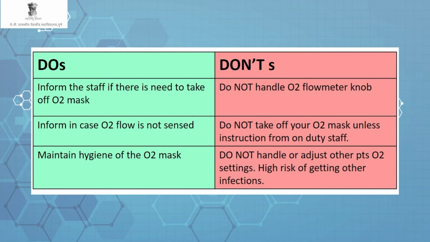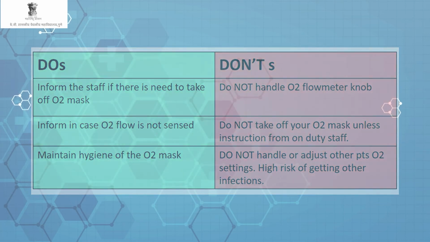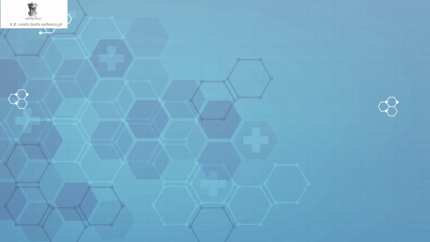Now in such circumstances, it is always mandatory that the patient should inform and not carry out all the adjustments on his own, because during these changes or adjustments, there is likelihood of loss of a lot of oxygen, leading to a lot of pilferage at that point. Now they should also be instructed not to handle or adjust other patients' oxygen settings. So it should also be instructed to other patients to inform the on-duty staff so that they can do the needful. Now let's consider oxygen management in the ICU setup.